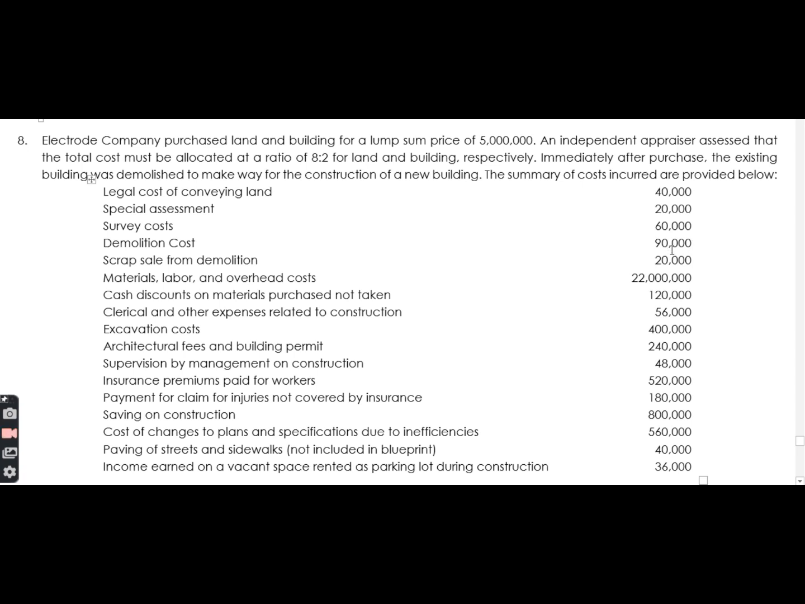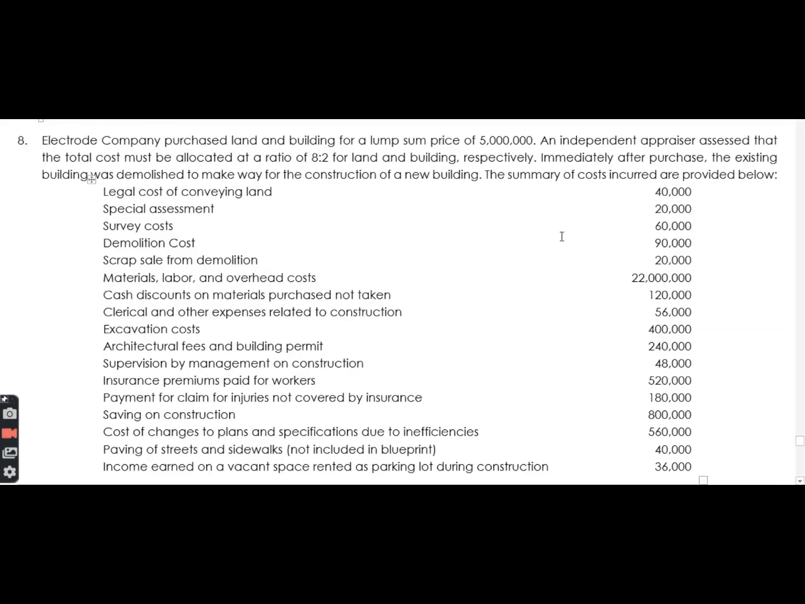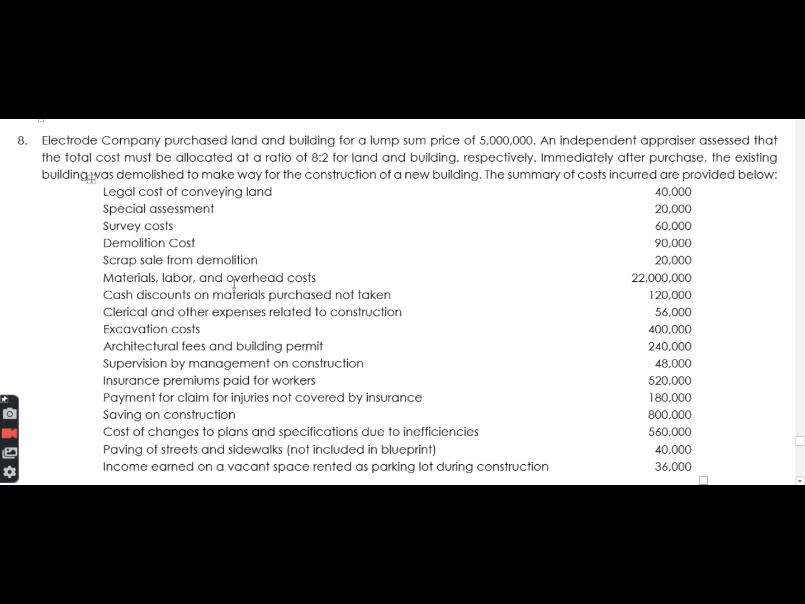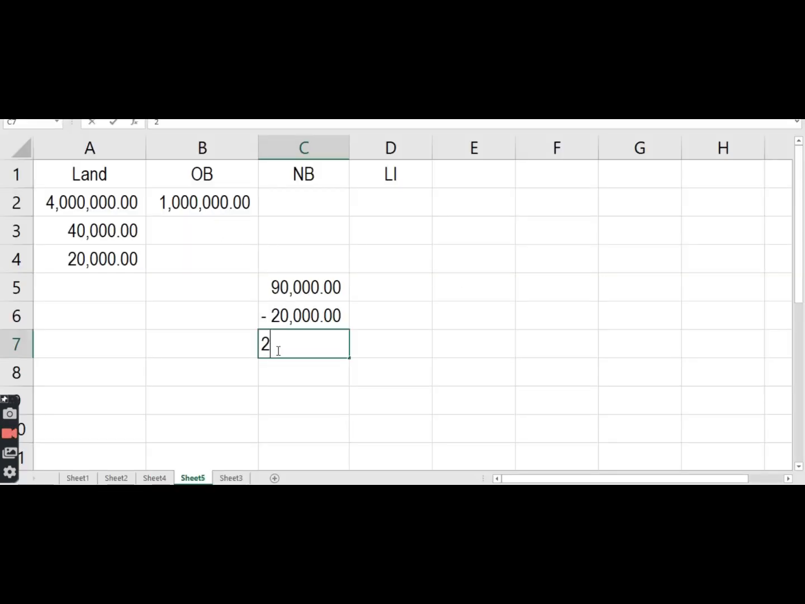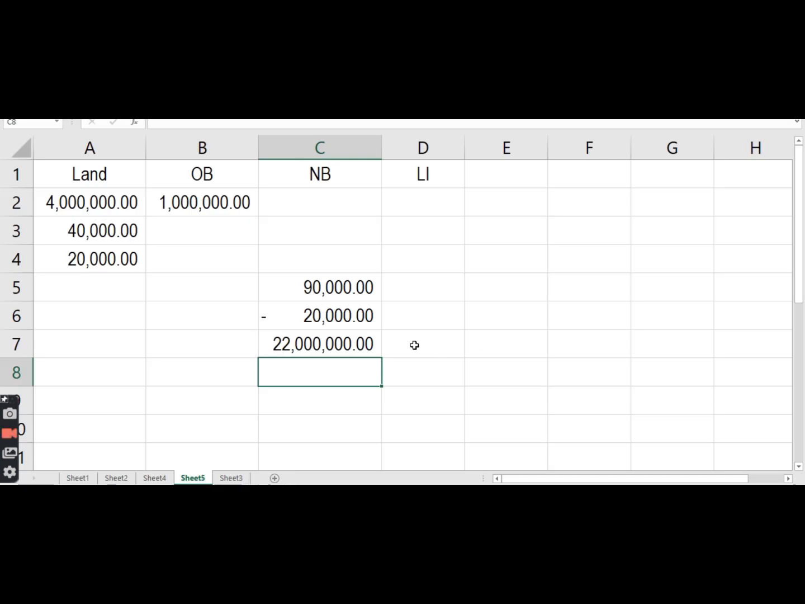Demolition cost na 90,000, saan mo irerecognize? Sa new building, di ba? So, dito yan. Scrap from the demolition na 20,000, ibabawas natin yan dito sa new building. Materials, labor, and overhead na 22 million, that's going to be capitalizable to the new building. Okay. Cash discount on materials purchased not taken, so kailangan nating ibawas yung 120 dito.